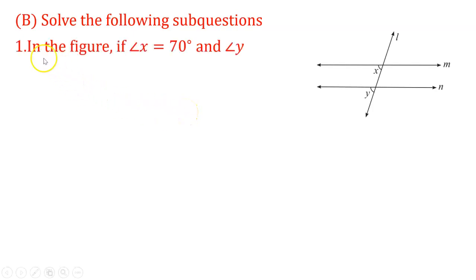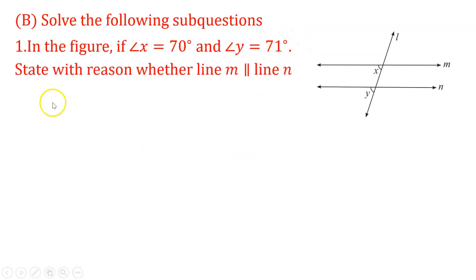Now the first question. In the figure, if the measure of angle x is equal to 70 degrees and the measure of angle y is equal to 71 degrees, state with reason whether line M is parallel to line N. Now here if you observe this, angles x and y are the corresponding angles.